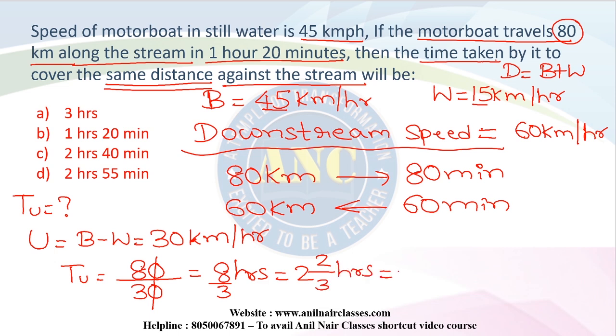So it is 2 hours, and 2 by 3 hours. 1 by 3 hours is 20 minutes, so 2 by 3 hours is 40 minutes. It is 2 hours and 40 minutes. Answer for this question is 2 hours and 40 minutes, the time taken by the same boat traveling against the stream to cover the same distance. I hope you are very clear with the first 10 beautiful questions along with the concept I discussed initially.